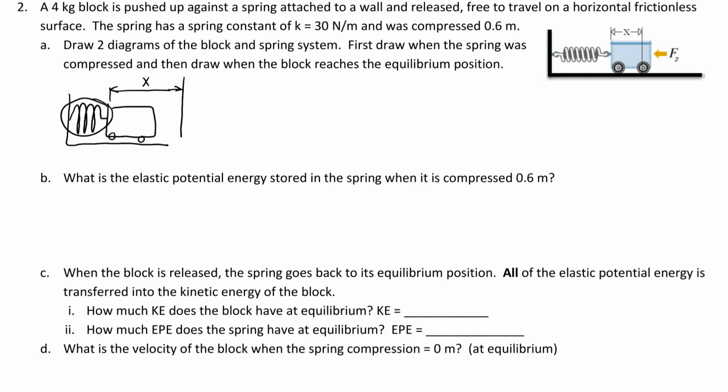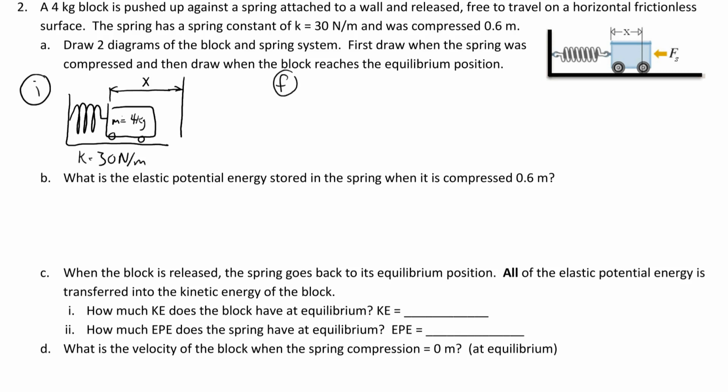So however much force times distance, however much work we do, that's equal to the elastic potential energy stored in the spring. And again, the mass of the block is 4 kilograms, and the spring constant of the spring is 30 newtons per meter. So this is like the initial situation here.